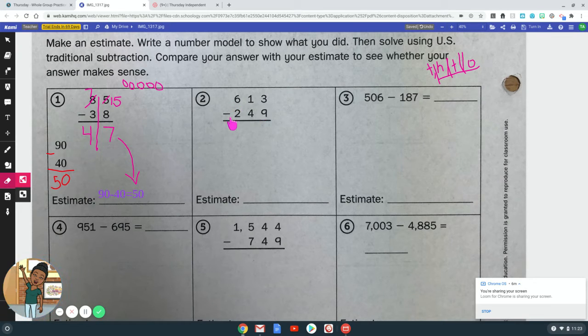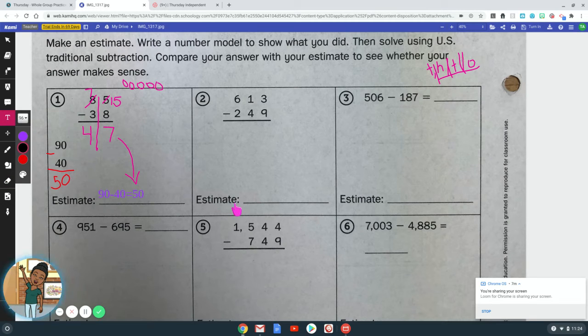613 minus 249 equals about how much? Well, I'm rounding to my nearest 100. So let me look at my neighbor. 1, it's less than 4. So 613 to the nearest 100 is 600. I'm going to let this 6 rest. It's going to stay the same because the neighbor right next to it is less than 4.